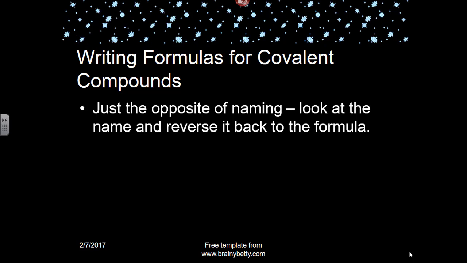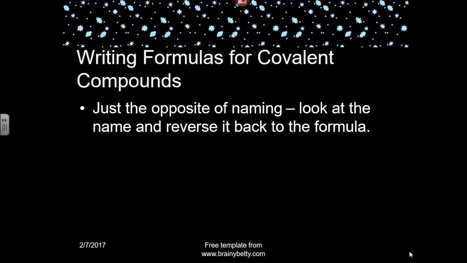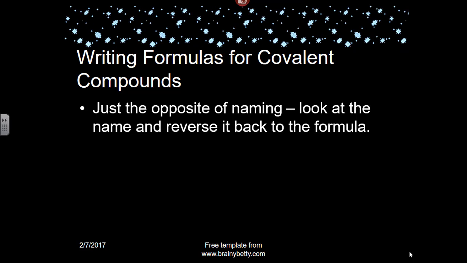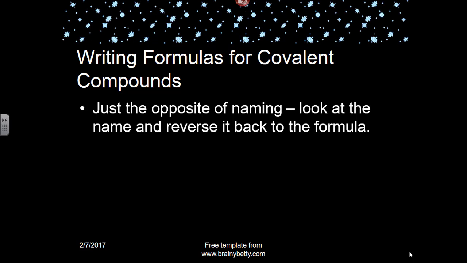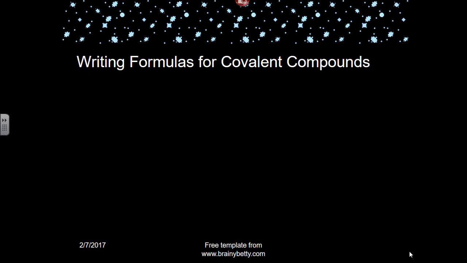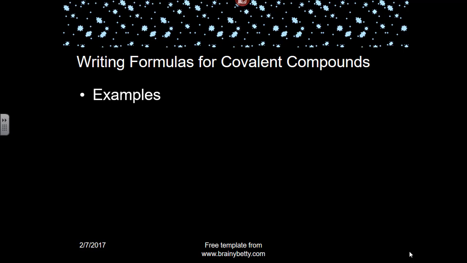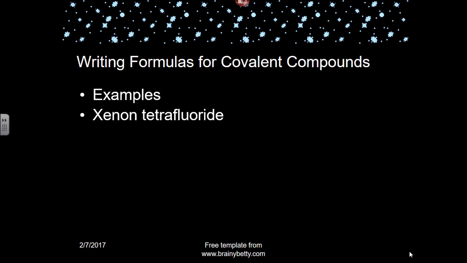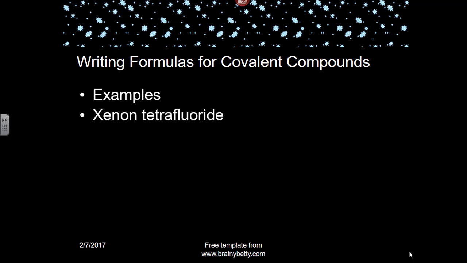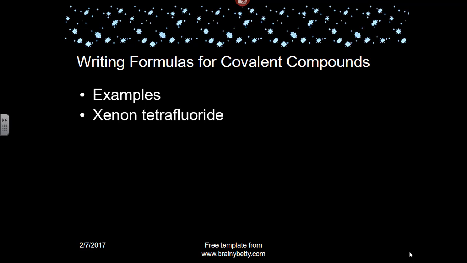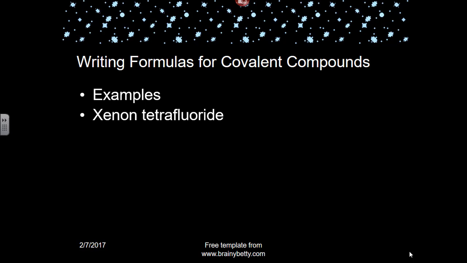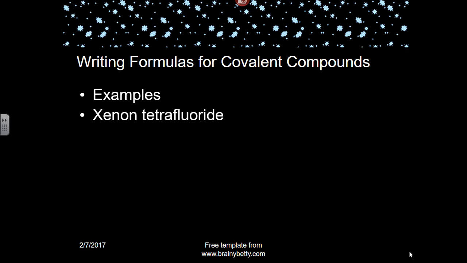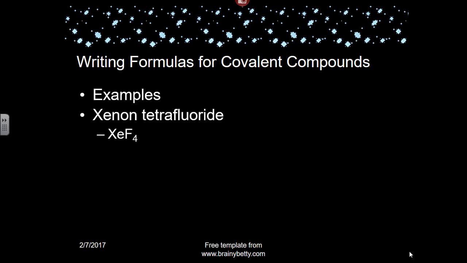So how do you go back the other direction? If you want to write the formula off of the name, it's the same process, you just reverse it. So you look at what you have, go back the other direction. Xenon tetrafluoride. How many xenons are listed? 1. How many fluorines are listed? Tetra means 4. So XeF4.